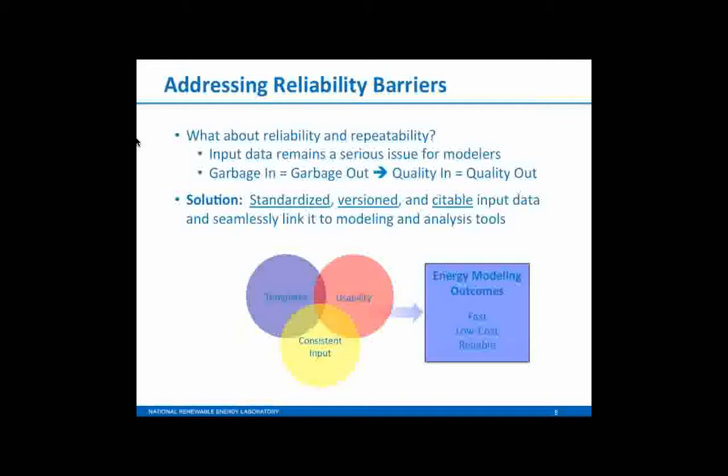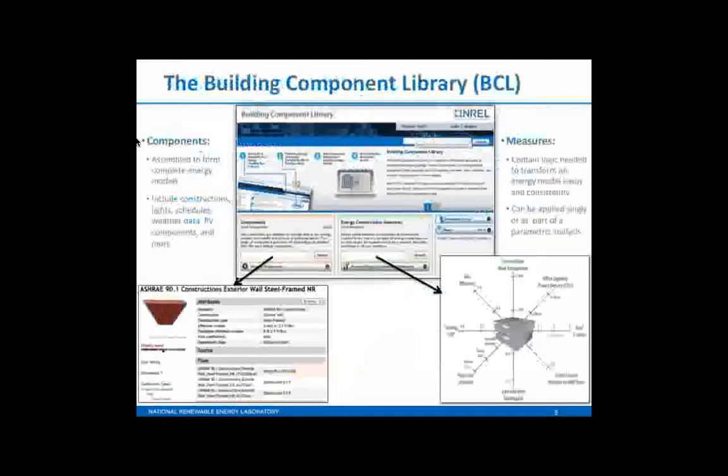So we have things such as the Building Component Library, or the BCL. Are you guys familiar with the BCL? There's a lot of nodding. That's good. It's a website where you can go and look up a couple of things. One is building components, so materials, constructions, HVAC things, etc., and also measures. And we'll get into measures in a little bit more detail as we go through the day here. But measures are basically just short scripts that modify one or more things about your model.